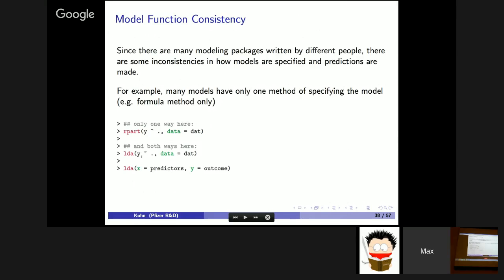The thing is, LDA has both of those, whereas something like RPart only has the formula method. So if you try to fit the model using the non-formula syntax with RPart, it will throw an error because it doesn't have that syntax. So it's kind of inconsistent between modeling packages and functions, which is a little bit of a pain, but it's not that huge.